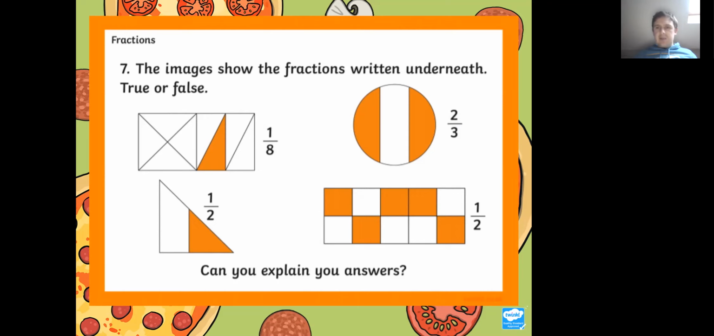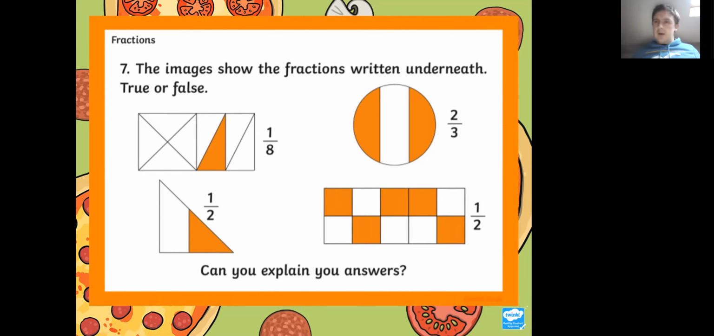Okay, so with this part here, with the circle, true or false, fact or fiction? Have we got 2 out of 3 shaded? Well, we've got 2 out of 3, but are those parts equal? Worth thinking about. Is this half of that triangle? Is this half of the rectangle that's shaded? I'll be really interested to know what you think.